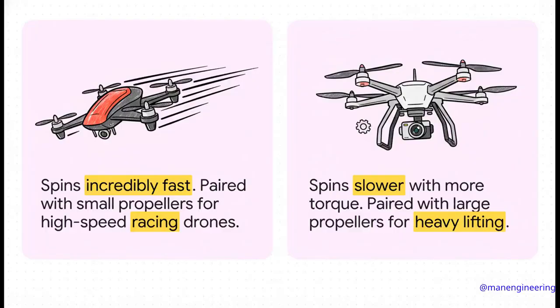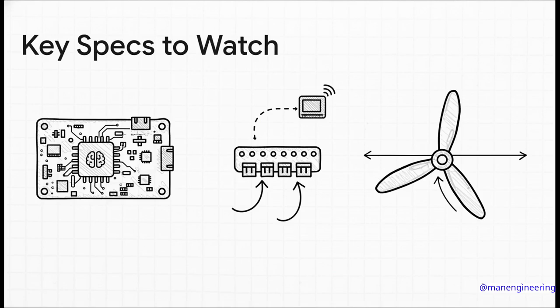And this, right here, illustrates the central trade-off. High kV motors, they spin incredibly fast. You pair those with small propellers for high-speed racing drones. Low kV motors, on the other hand, spin slower, but they produce a lot more torque. That allows them to swing these big, large propellers for heavy lifting or for that super smooth cinematic flying. It's not just about motors, though. You'll also want to look at the flight controller's processor.